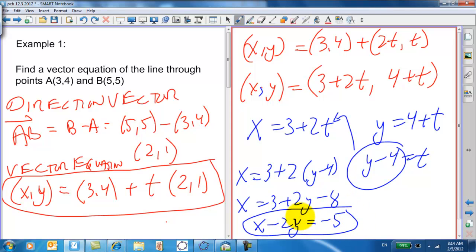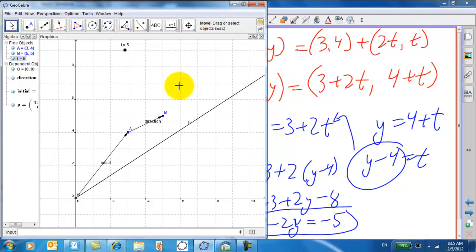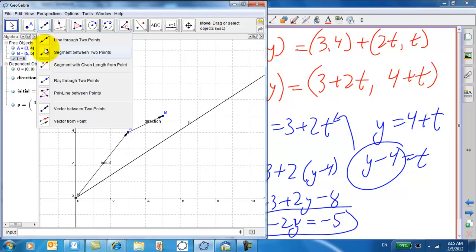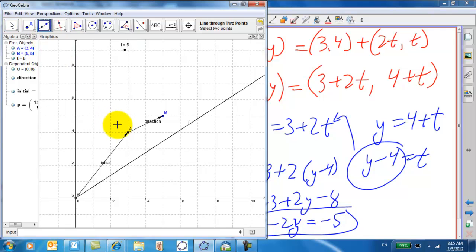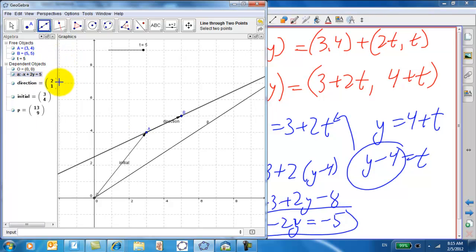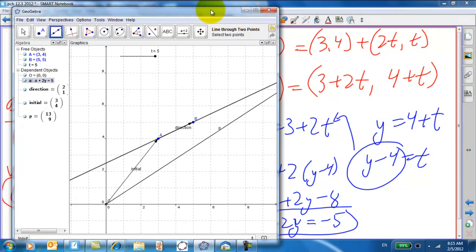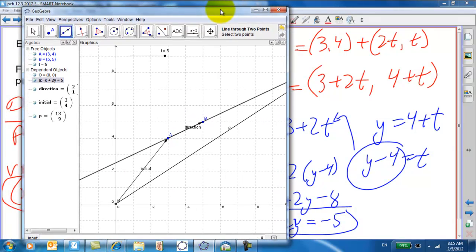Let's check that against what we saw in GeoGebra. Okay, so the equation of our line in GeoGebra, we can actually go back to making a line through 2 points, A and B, and it tells us the equation of that line is negative x plus 2y equals 5, which I believe exactly matches, yep, x minus 2y equals negative 5. So there you go.